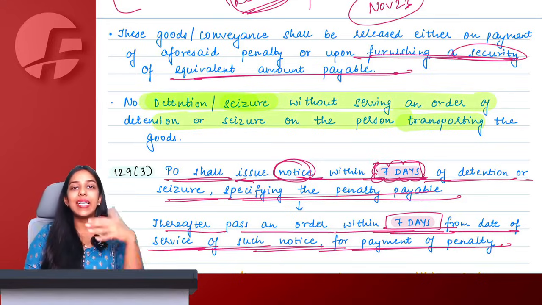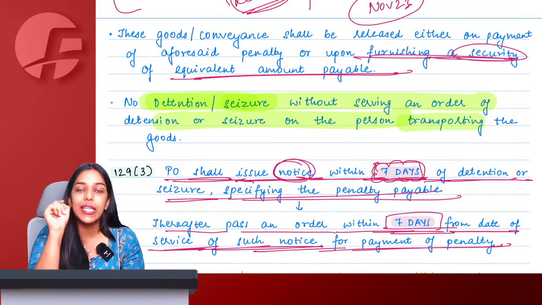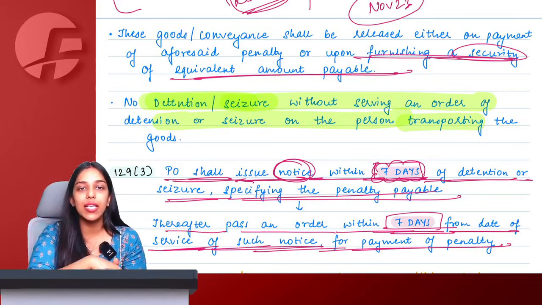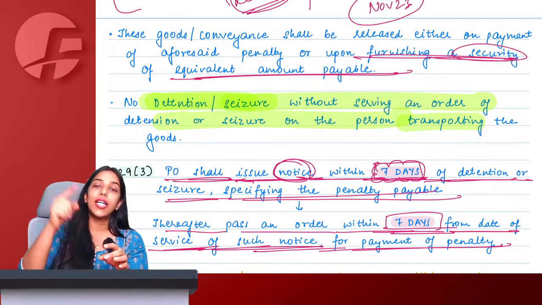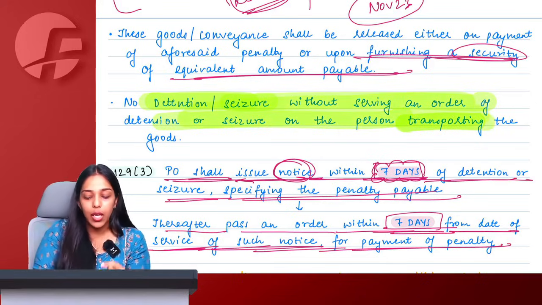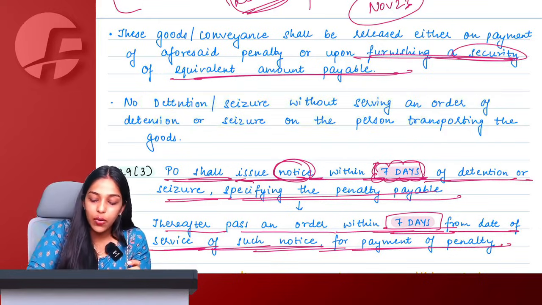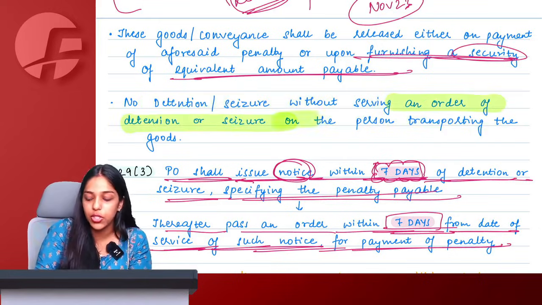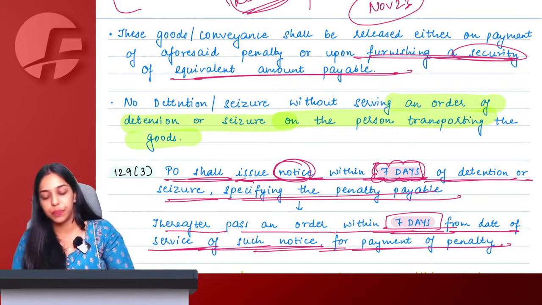First of all, they can directly seize my goods. They will give me a notice and order for penalty. But for a transporter, we are saying any which way, a penalty notice will be given, an order will be given. For detention or seizure also, to a transporter, an order will first have to be issued and only then will detention or seizure be done. So, no detention or seizure without serving an order of detention or seizure on the person transporting the goods, because they are transporters.